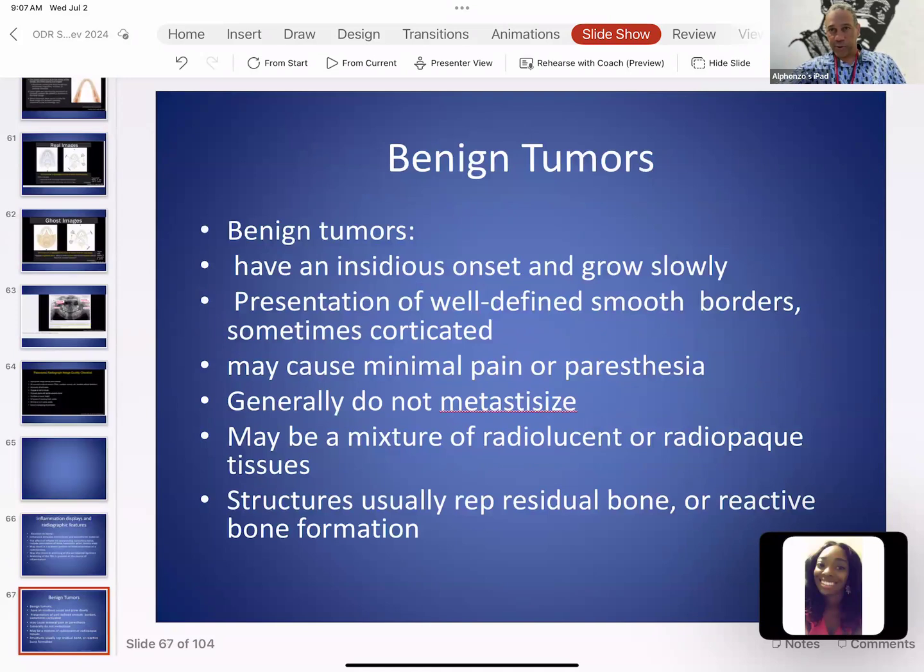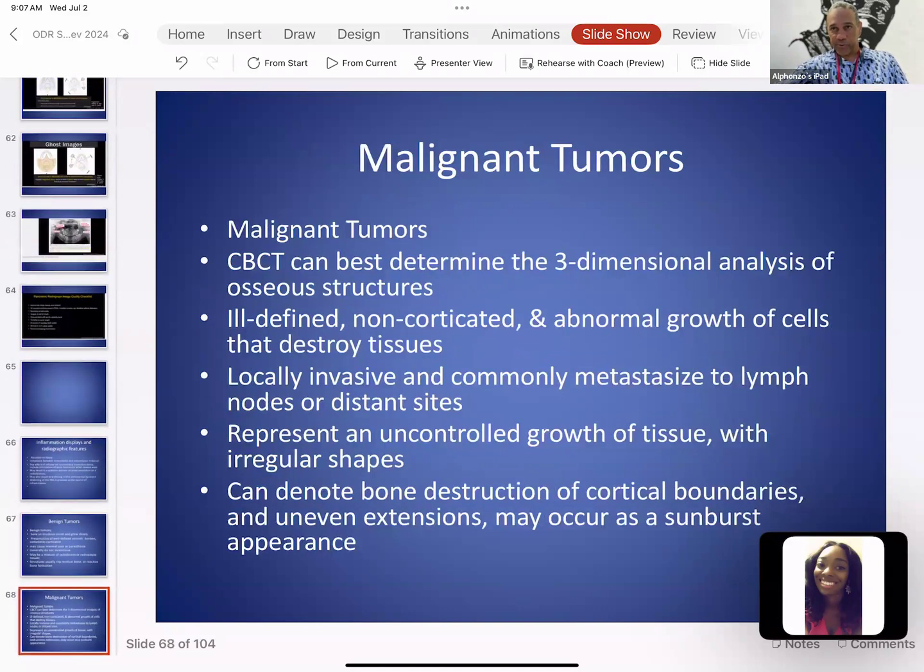Here's some more information on benign tumors. Malignant tumors. This is the information I told you to make sure that you go to your textbook and review.